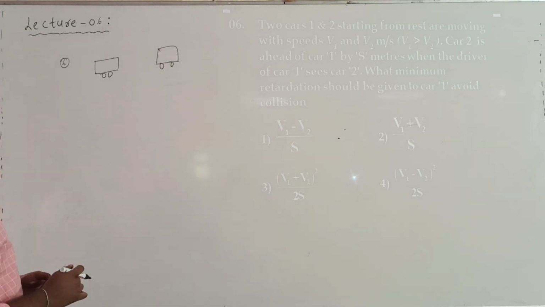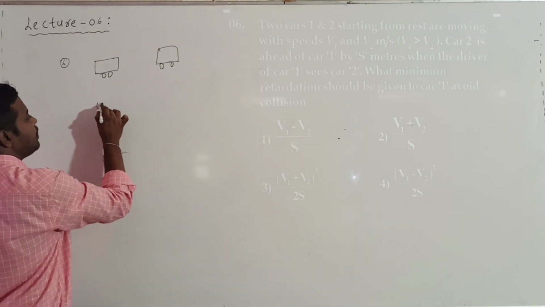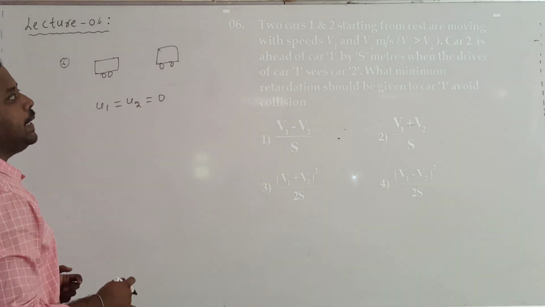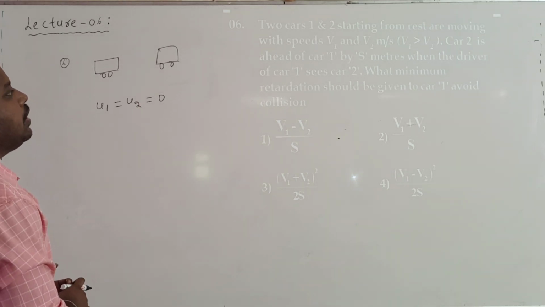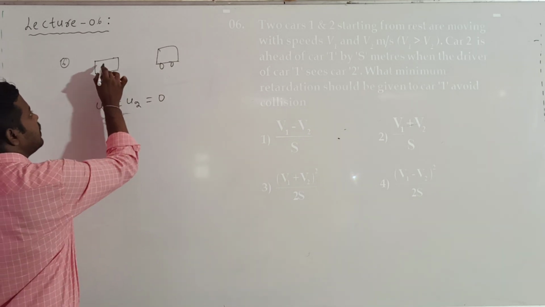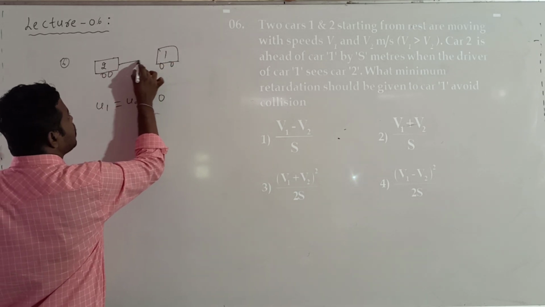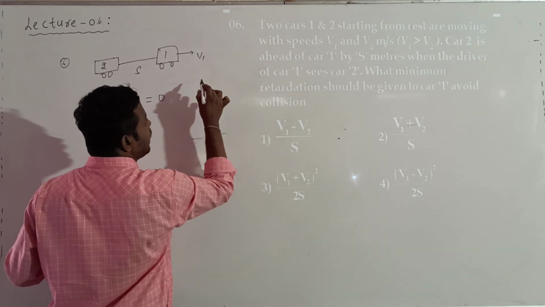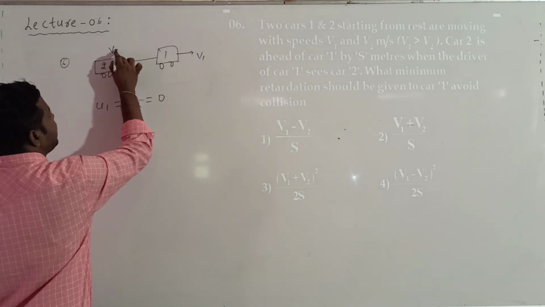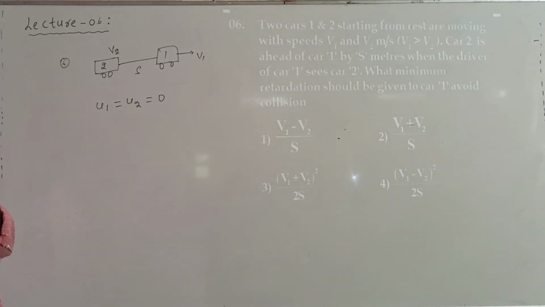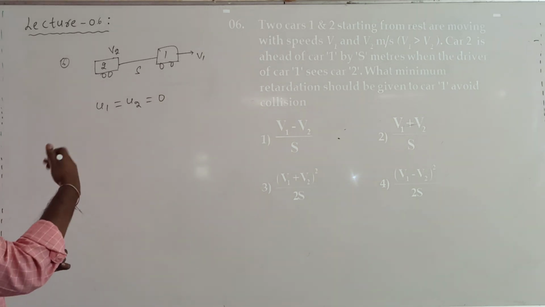Two cars, 1 and 2, are starting from rest. Both are initially at rest only, so U1 and U2 are equal to 0, with speeds V1 and V2 such that V1 is greater than V2. Car 2 is ahead of car 1 by a distance S. So this is 2 and this is 1, and this distance is given as S. Car 1 is going with the speed V1, whereas car 2 is going with the speed V2. So car 2 is ahead of car 1 by a distance of S meters.